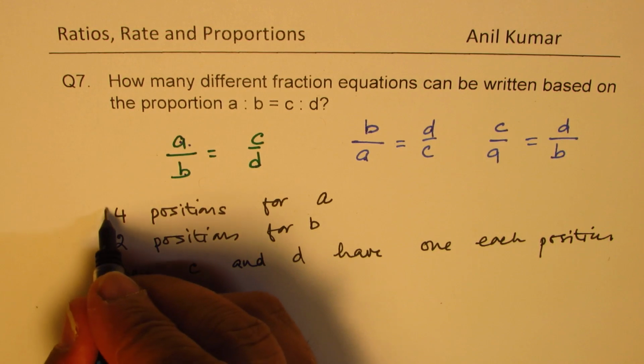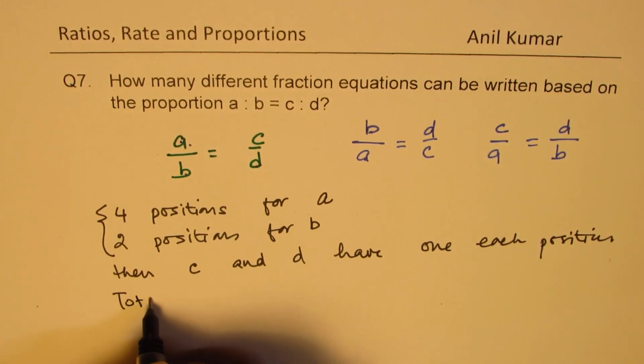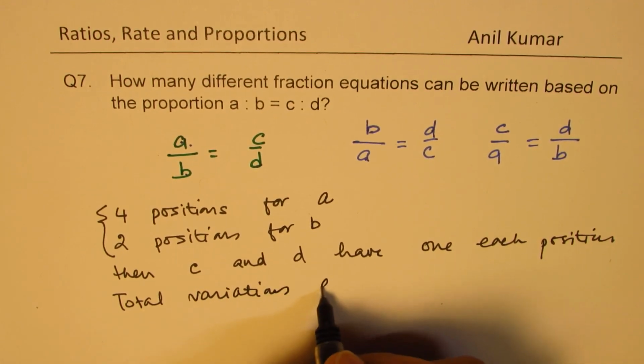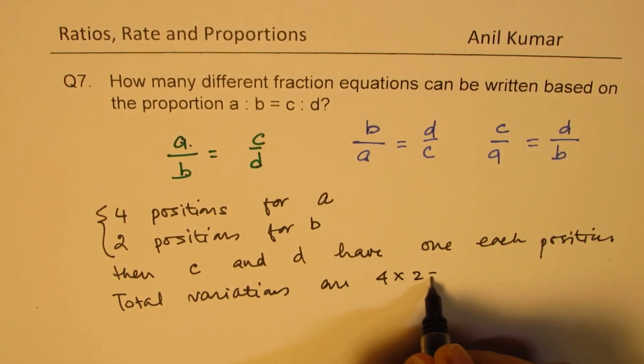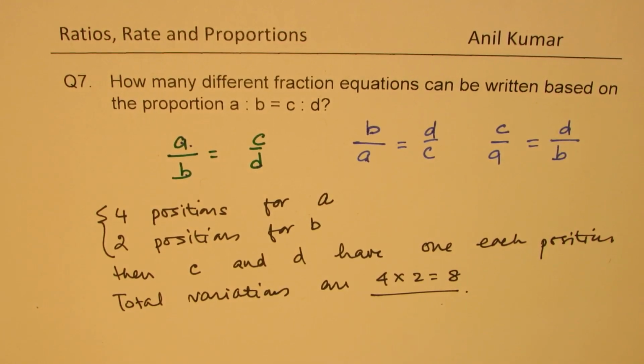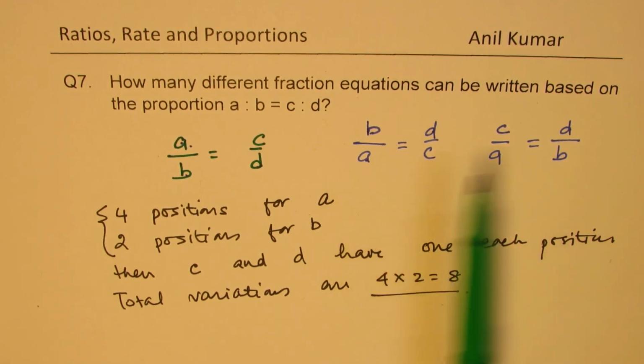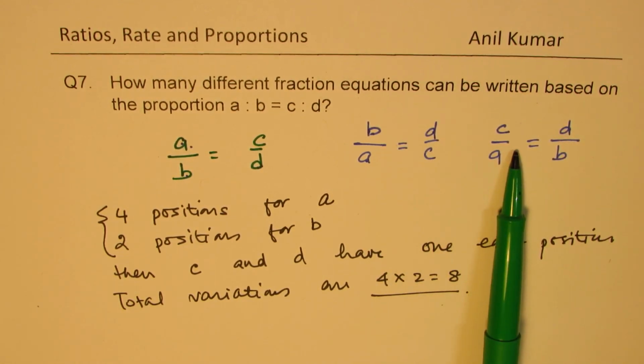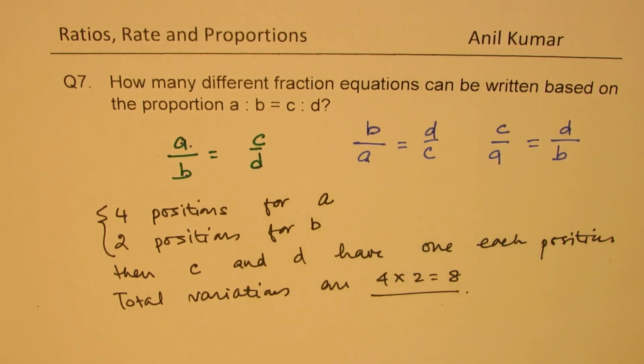And therefore, we can say total variations are 4 times 2, which is 8. So we can have 8 combinations of placing A's, B's, C's and D's if we have this kind of a situation. Is it clear to you? I hope that makes sense. So you could try it out. With every position of A, we'll actually get 2 different combinations. So that is how we could answer this question.